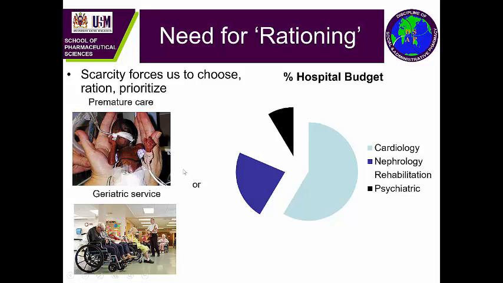So in reality, it means that we are going to choose. When we are investing more into a service, we are actually taking resources from a different service in healthcare. So for example, if we are going to increase it for cardiology, maybe what we are doing is actually taking the resources from either the premature care or the geriatric service in order to support the increase of the hospital budget for cardiology.